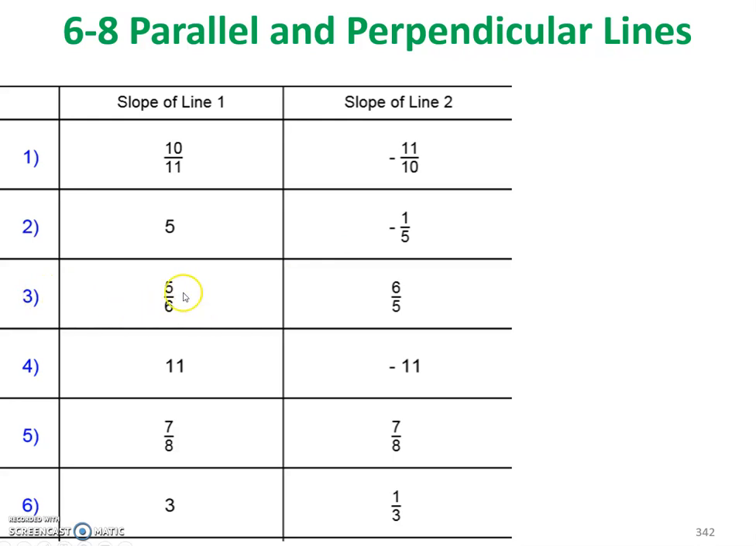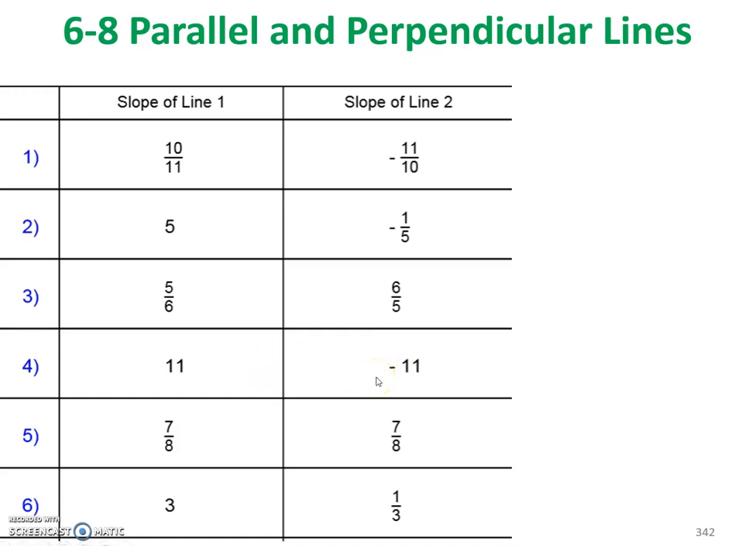Number 3, I have 5/6, and I have its reciprocal of 6/5. However, these two are not opposites. They're both positive. So therefore, number 3 is neither. It's neither parallel nor perpendicular. Number 4, I have 11 and negative 11. Those are not the same slope. One's positive, one's negative. They're not opposite reciprocals, so therefore neither.